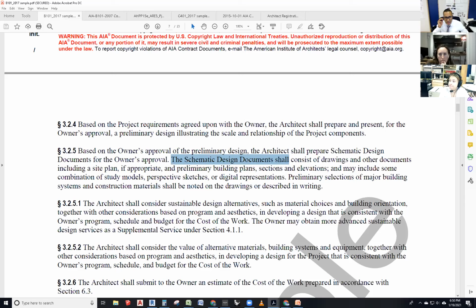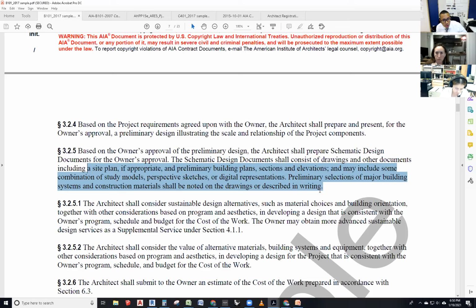What are those schematic design documents? The schematic design documents shall consist of drawings and other documents, including a site plan, if appropriate, and preliminary building plans, sections, and elevations, and may include some combination of study models, perspective sketches, or digital representations. Preliminary selections of major building systems and construction materials shall be noted on the drawings or described in writing. Everybody got it?